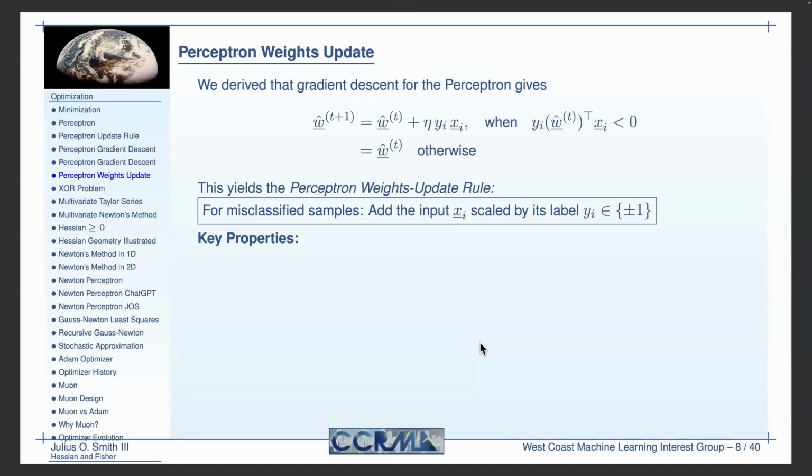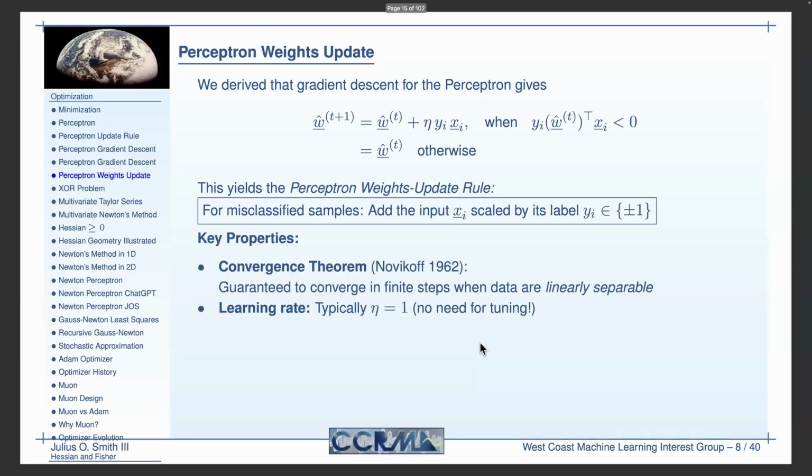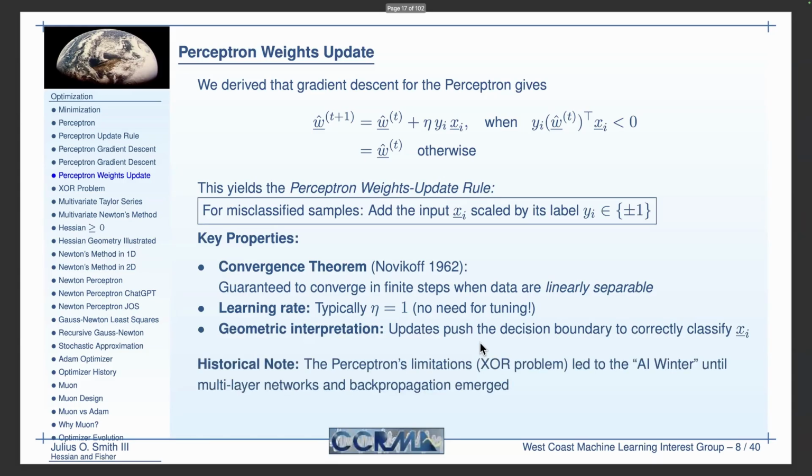Okay, so that falls out, and there's a convergence theorem from 1962, but it requires linear separability, and that's not always the case, which is why Marvin Minsky got on their case. They came up with the paper introducing the XOR problem. You can't do XOR with this perceptron, just not general enough. And there were other arguments as well, but that's one.